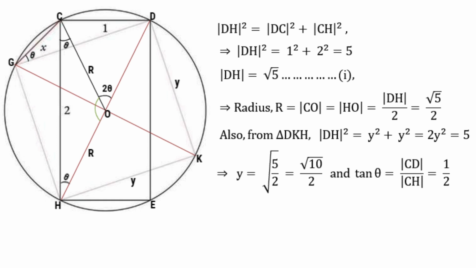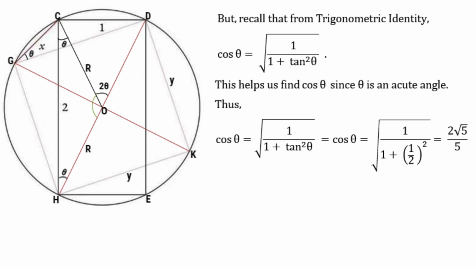But the radius R equals line CO, which equals line HO, that is equal to half of the square root of 5. Also, from triangle DKH, the square of line DH equals 2 times the square of Y, which equals 5. It implies that Y equals the square root of 10 divided by 2 and tan theta equals half.